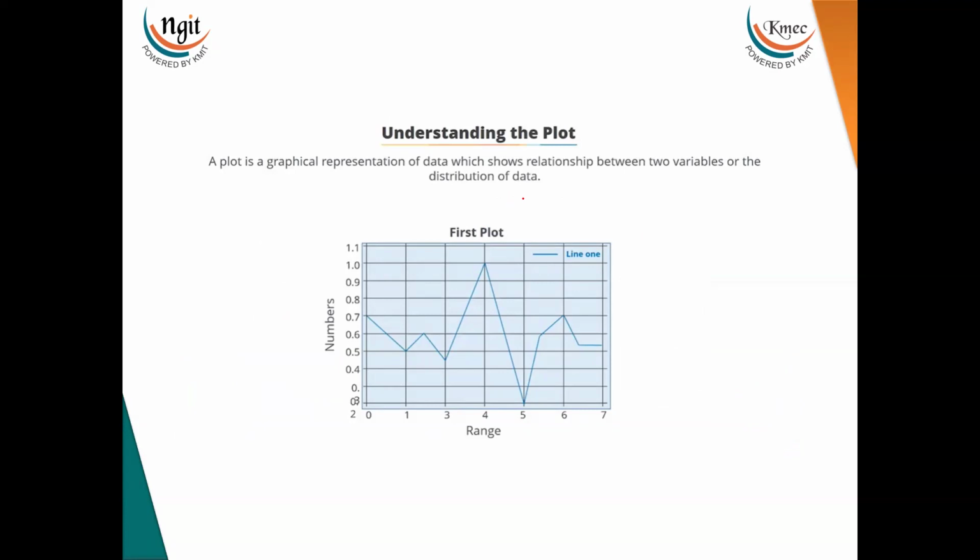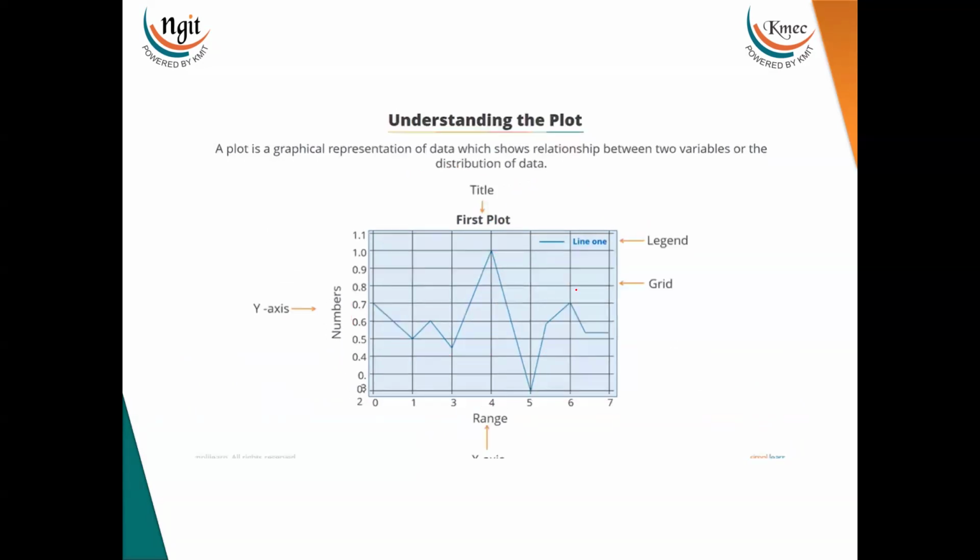Let us understand what a plot is first. A plot is a graphical representation of data which shows the relation between two variables or the distribution of data. See here, there is an x-axis, a y-axis, a title, and other elements. They have different names. This is the y-axis, this is the x-axis, and this particular thing we call a grid, and whatever we are writing here we call the legend. And this is the title of this particular graph.